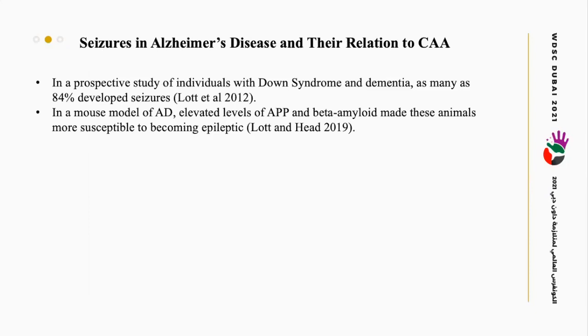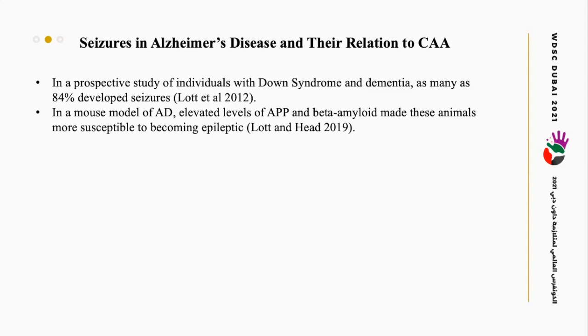So one final thing that we wanted to discuss was seizures in Alzheimer's disease and their relation to CAA. And the reason we wanted to discuss that was because this was one of our central hypotheses for the specific research that we were doing for this project. So in a prospective study of individuals with Down syndrome and dementia, as many as 84% of them develop seizures. So seizures are fairly common in individuals with Down syndrome who have developed Alzheimer's disease. They usually show up in the middle to late stages of the disease.